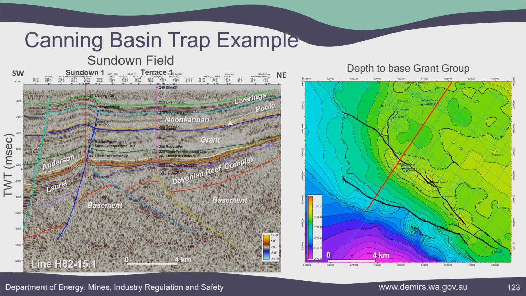Canning Basin, I thought this was an interesting example. The Sundown field, this was the second oil field found in the Canning Basin, and the reservoir was actually in the Grant Group, which is between the dark green horizon and the dark blue horizon. And you can see it's a nice rollover onto a reverse fault, and the fault has only got minor throw on it. But if you go deeper, you can see that the fault actually is normal at basement level, and the reverse movement occurred during the Fitzroy movement in the mid-Jurassic.